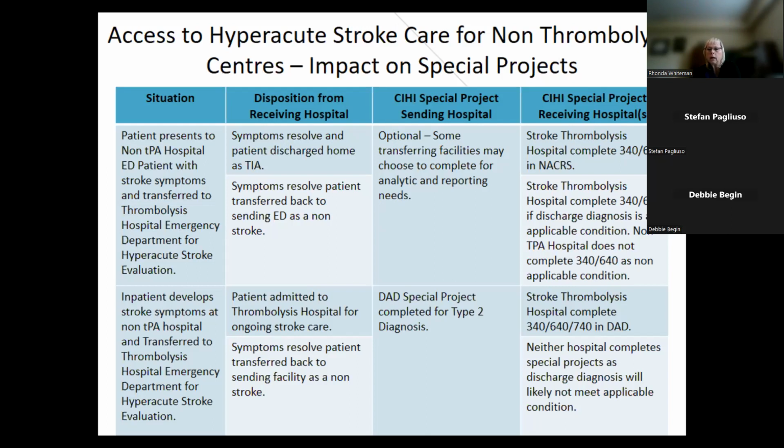the sending hospital would complete the DAD special project for a type 2 diagnosis. When the patient got to that receiving hospital, they're admitted for ongoing stroke care. The receiving hospital would complete 340, 640, and 740 in DAD. But if the symptoms resolve, it's not a stroke, they would be sent back to the sending inpatient facility as a non-stroke. In this situation, because the discharge diagnosis was not stroke, neither would complete the special projects.